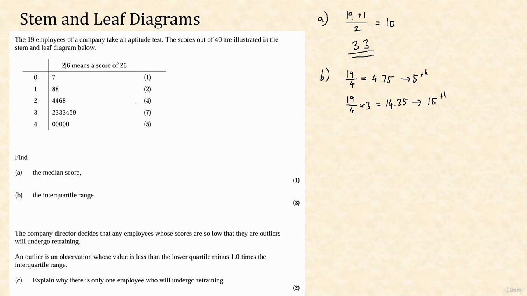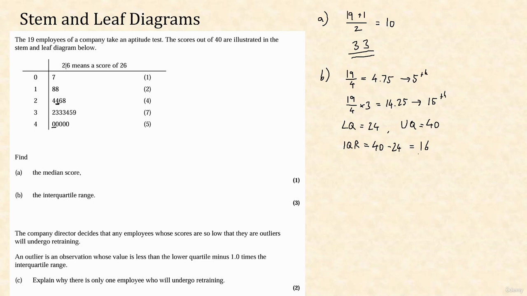So I'll just go through my data, underlining the 5th and the 15th. So 1, 2, 3, 4, 5. So that's 24, 6, 7, 8, 9, 10, 11, 12, 13, 14, 15. So 40. So the lower quartile is 24. The upper quartile is 40. And therefore the interquartile range is 40 minus 24, which is 16. And so 16 is the interquartile range.